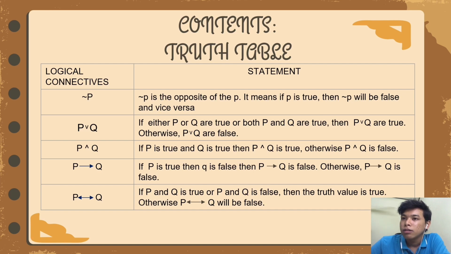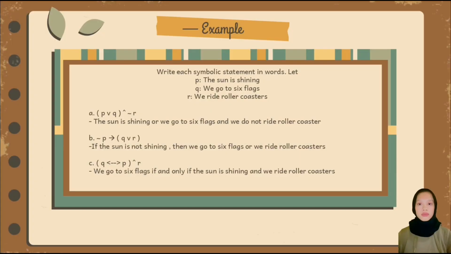Next, conditional. The statement of conditional is if P is true and Q is false, then P conditional Q is false. Otherwise, P conditional Q is true. Last but not least, biconditional. The statement of biconditional is if P and Q are both true or P and Q are both false, then the truth value is true. Otherwise, P biconditional Q will be false.